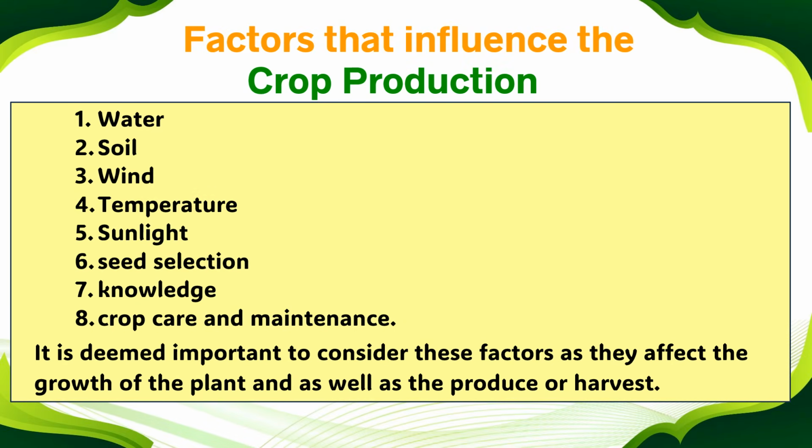The following are the factors that influence crop production: the water, soil, wind, temperature, sunlight, seed selection, knowledge, crop care, and maintenance. It is deemed important to consider these factors as they affect the growth of the plant as well as the produce or harvest.